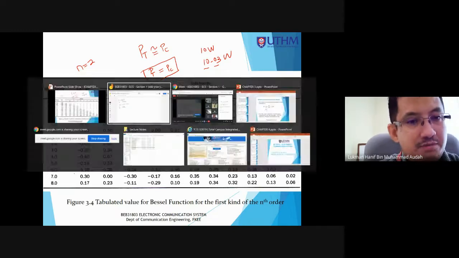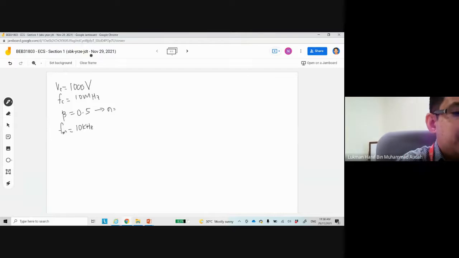So saya kembali kepada slide tadi. From here we get the value of J0 equal to 0.94, J1 equal to 0.24, and J2 equal to 0.03.